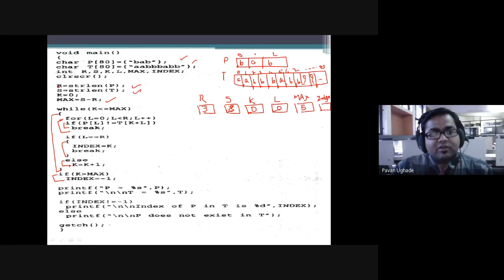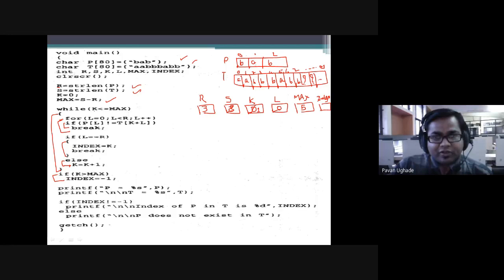Here it comes. It will check whether L equals R. No, it will not execute this much. Else it will directly come and say K should be incremented by 1. So K, which was initialized with 0, now will be 1. Hope you are understanding. Now this is the end of the while loop, so again it will go back and come here.